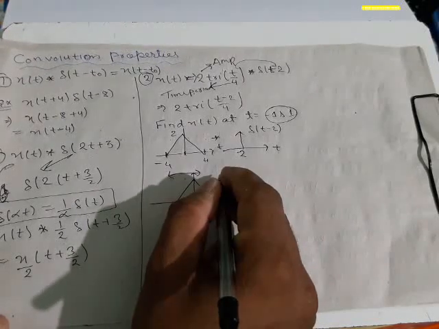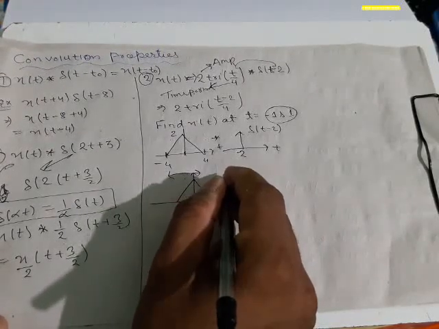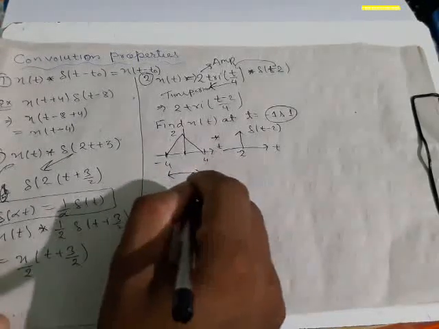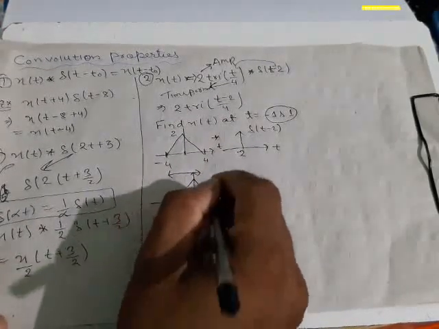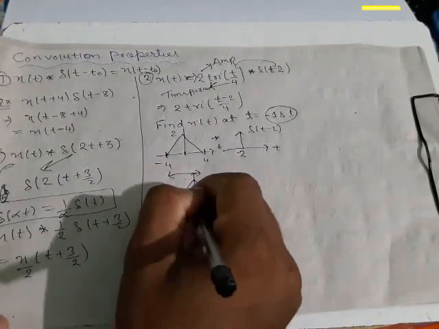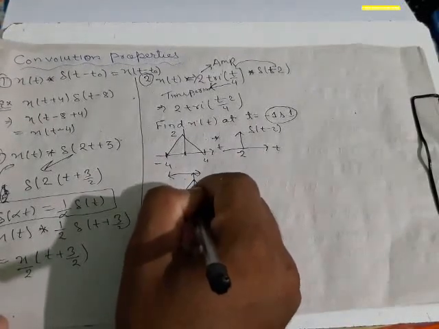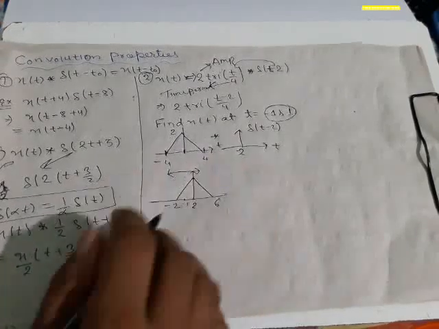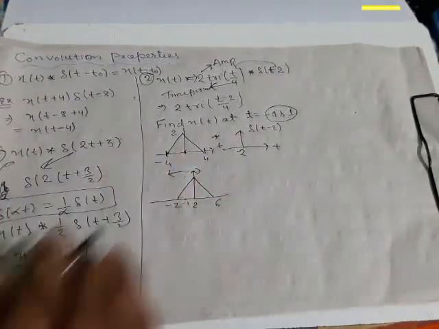Okay, now next question. See the next question, that you already know the product property and the shifting property as well as convolution. We will see here the result using all the properties of shifting and convolutions.